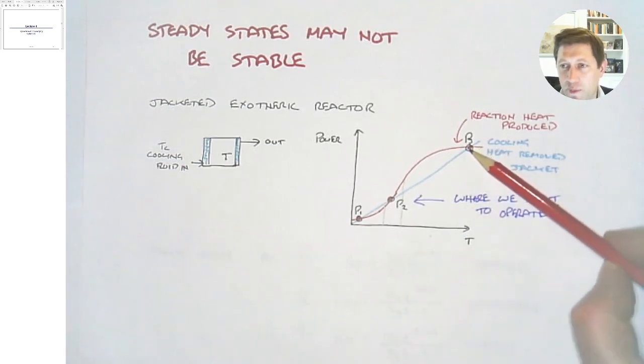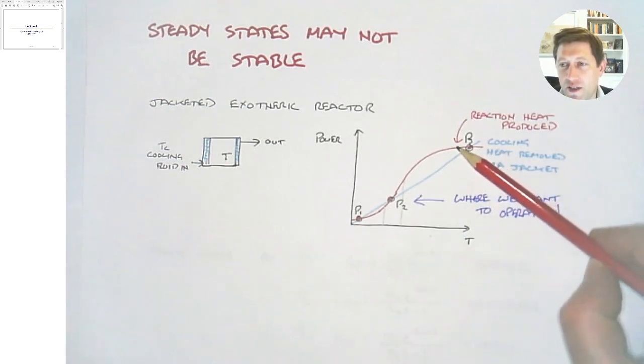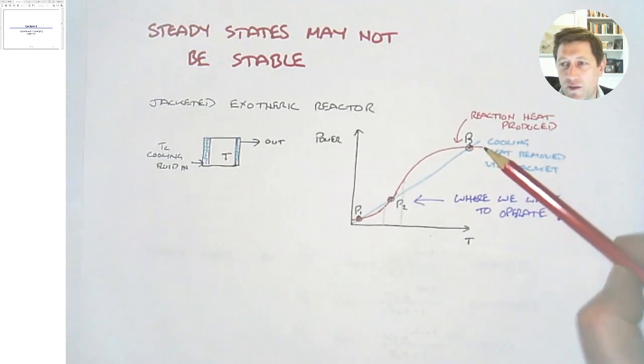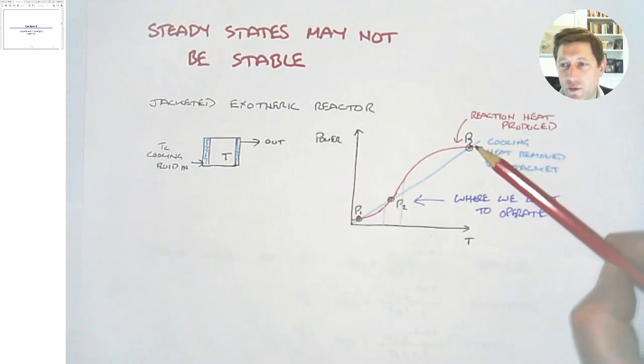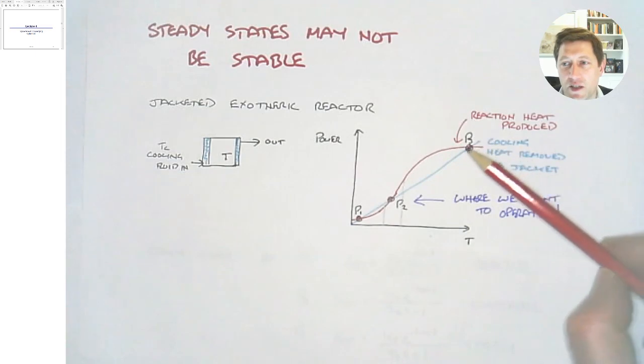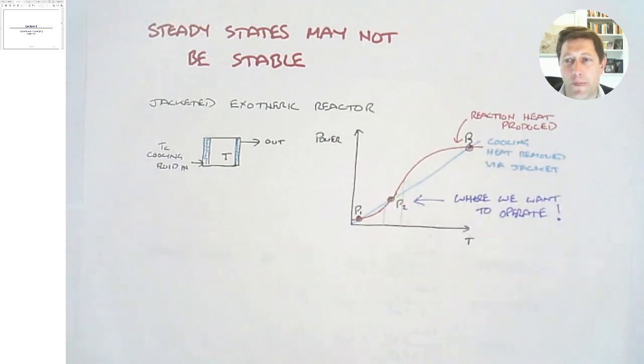You can obviously check P3, is this stable? Well, yes, because if you have a slight perturbation which decreases the temperature, now we have more heat produced than removed, and that will tend to push it back towards P3. And if you have a slight increase in temperature, now the heat removed is greater than the heat produced, that will tend to push it back towards P3. So this is stable because of the process dynamics. This is unstable. So if we want to operate here, we're going to need a controller of some sort to try and make that a stable point.